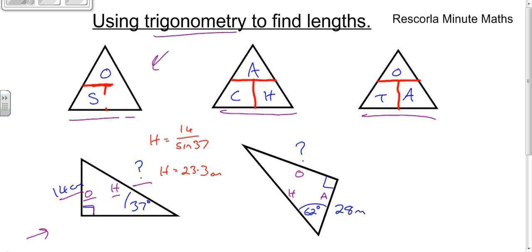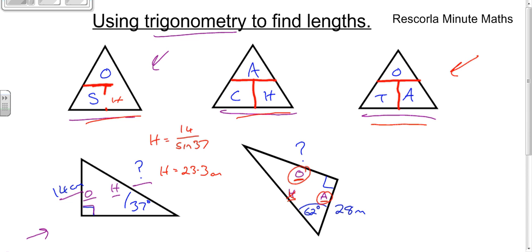Now if we do the same again for the next question. So we've got O, we've got A, and we've got H. Now O is the one we're looking for, A is the one we've been given. We don't need H at all. So of the SO, CA, TOA triangles at the top here, the one that involves O and A, which are the sides involved in this question, is this one, TOA.